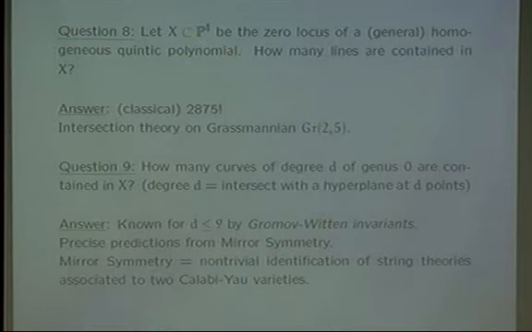Okay, so let's think about the higher dimensional case, P4 now, 4-dimensional space, and then you think about a degree 5 polynomial, and think about its zero locus X. So now you ask the same question. How many lines are there? The answer is classical. It was found about 100 years ago: 2,875.